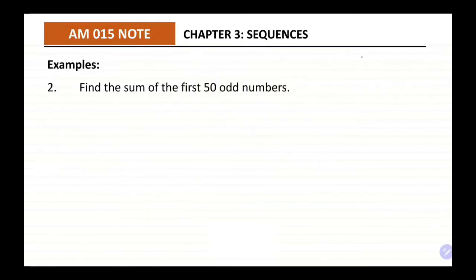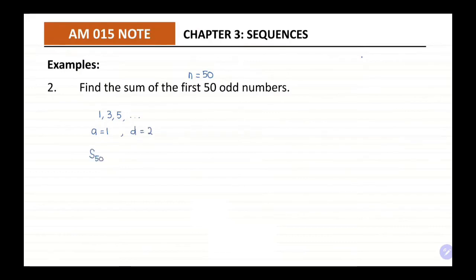Continue question number 2. Find the sum of the first 50 odd numbers. Now we want to find the sum of the first 50. We know the number of terms is 50. Before we start to find the sum, we must know the sequence of the odd numbers. Odd numbers start with 1, then 3, 5 and so on. From this sequence, we know that our first term is 1 and the common difference is 2.